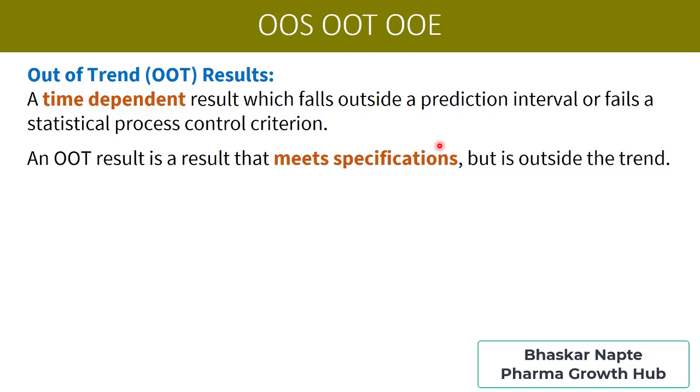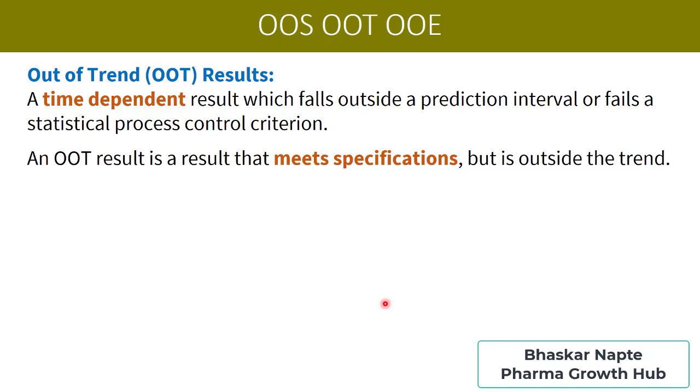I hope you understand the difference between OOT and OOE. And remember, even in case of OOT, the result is meeting the specification. An OOT result is a result that meets the specification. It is just outside the trend. Otherwise, if the result gets out of the specification, you cannot investigate that particular observation by OOT, but you have to investigate this observation by out of specification, the OOS. So for both OOT and OOE, your result must meet the specification.